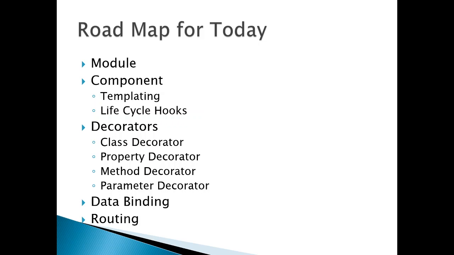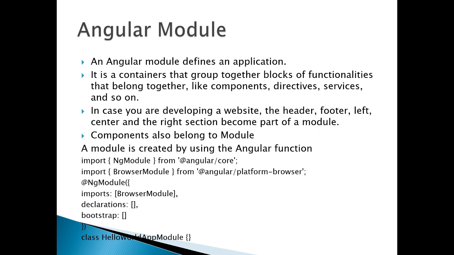So let's start. Module, in our last lecture I explained it is a container. An Angular app module defines an application. It is a container that groups together blocks of functionality that belong together, like components, directives, and services, and so on.